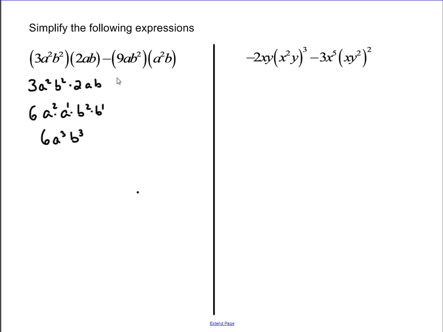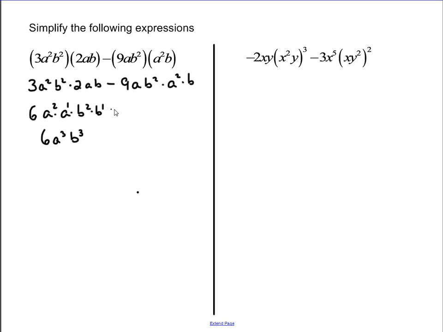Now let's take a look at our second term. We're going to do the same thing. We're going to get rid of the parentheses right here. There's no powers on the outside of them, so we can do that. We're going to get 9 times a times b squared times a squared times b.